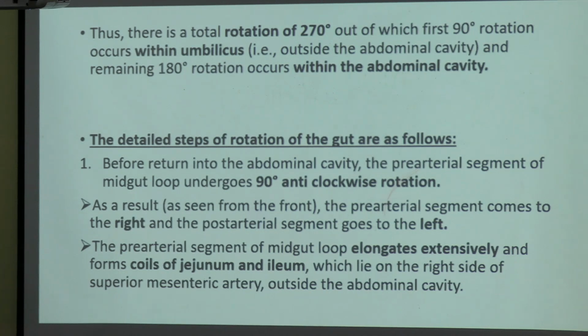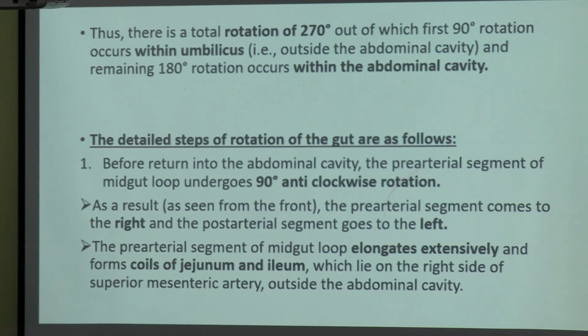Any doubts in these points? We have 3 rotations of 90 degrees, so the total is 270 degrees. In that, only the first 90-degree rotation is taking place outside the abdominal cavity, and the second and third rotations are taking place inside the abdominal cavity.